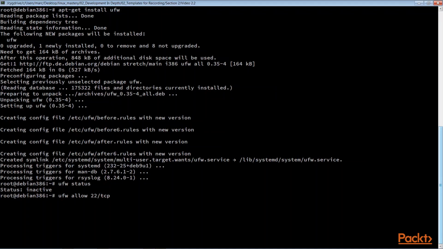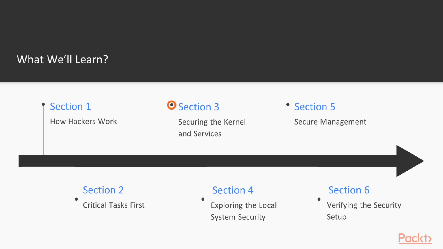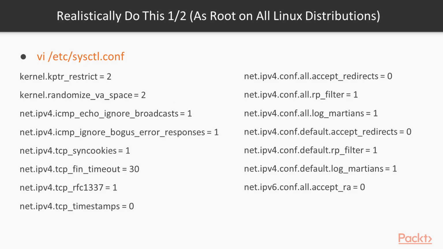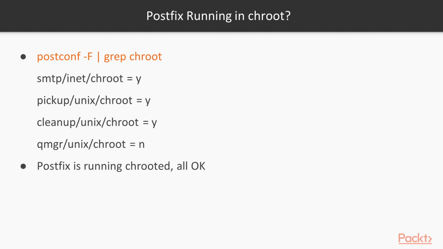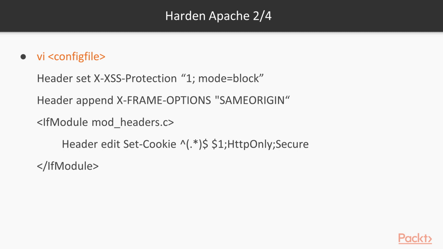And finally, I will show you how to configure firewalls for various different Linux operating systems like Debian, Ubuntu, and CentOS. In section 3, we will deep dive in how to secure the kernel and harden network services. For example, we will have a look at how to secure the kernel by sysctl, how to disable network services that we don't need. And for a real-life example, we will take a look at how to secure Postfix and Apache to harden our servers.